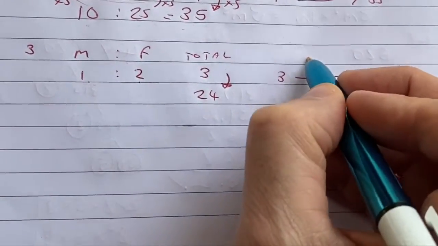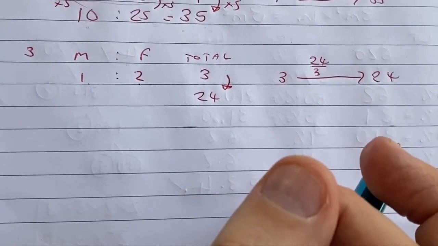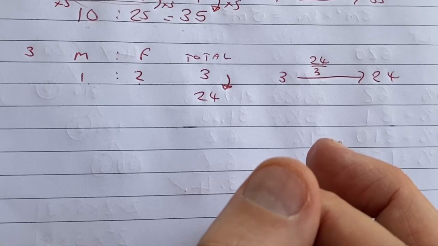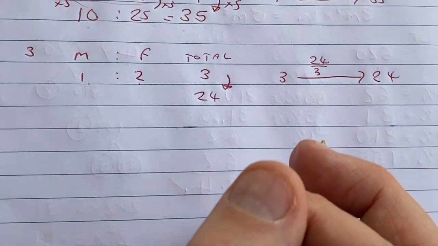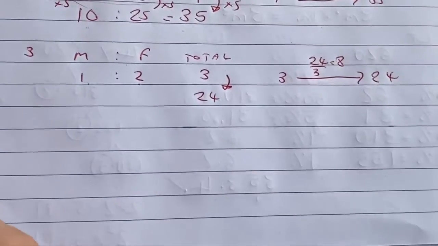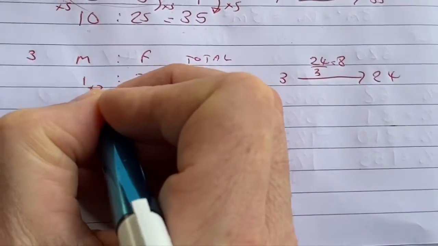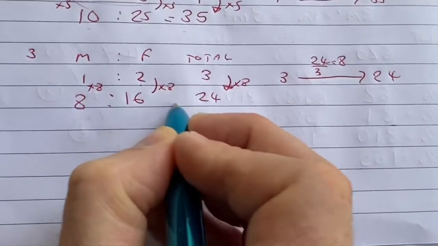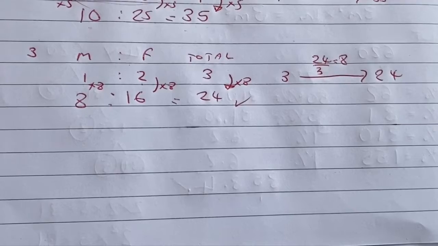Well, I divide 24 by 3, which means I've times it by 3, 6, 9, 12, 15, 18, 21, 24, which is 8. So I've times that by 8. Now I've times this by 8, and I times this by 8. So 1 times 8 is 8, and 2 times 8 is 16. And you'll notice again that they add together to get 24. So we know it's right. We know we've shared them out right.